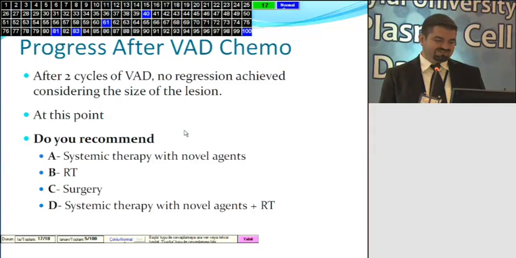Could it be a reactive plasmacytosis? But there is osteomyelitis in the base. Yeah, that's what I'm talking about. There is infection, so maybe effectively treating the underlying osteomyelitis might help. We tried to effectively treat it with IV antibiotics, but no regression was achieved.